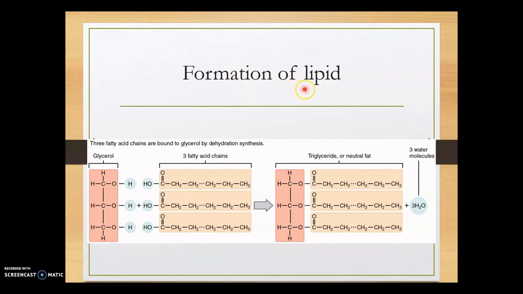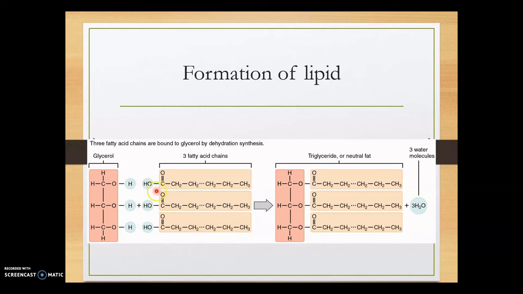And how are lipids formed? Triglycerides are formed. So this is a simple form of what? Glycerol, molecular formula CH2OH, CHOH, CH2OH. So this is a fatty acid. This is the acid group. And this is the long side chain, the R group. R group means what? The side chains.